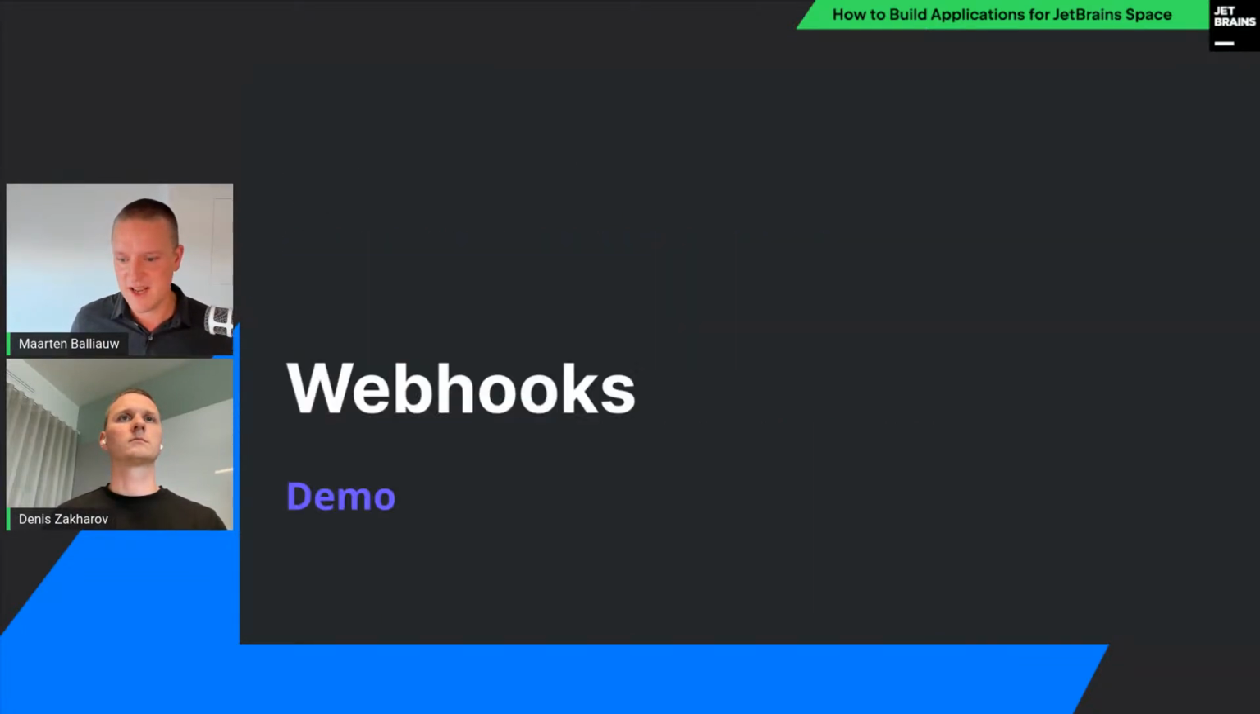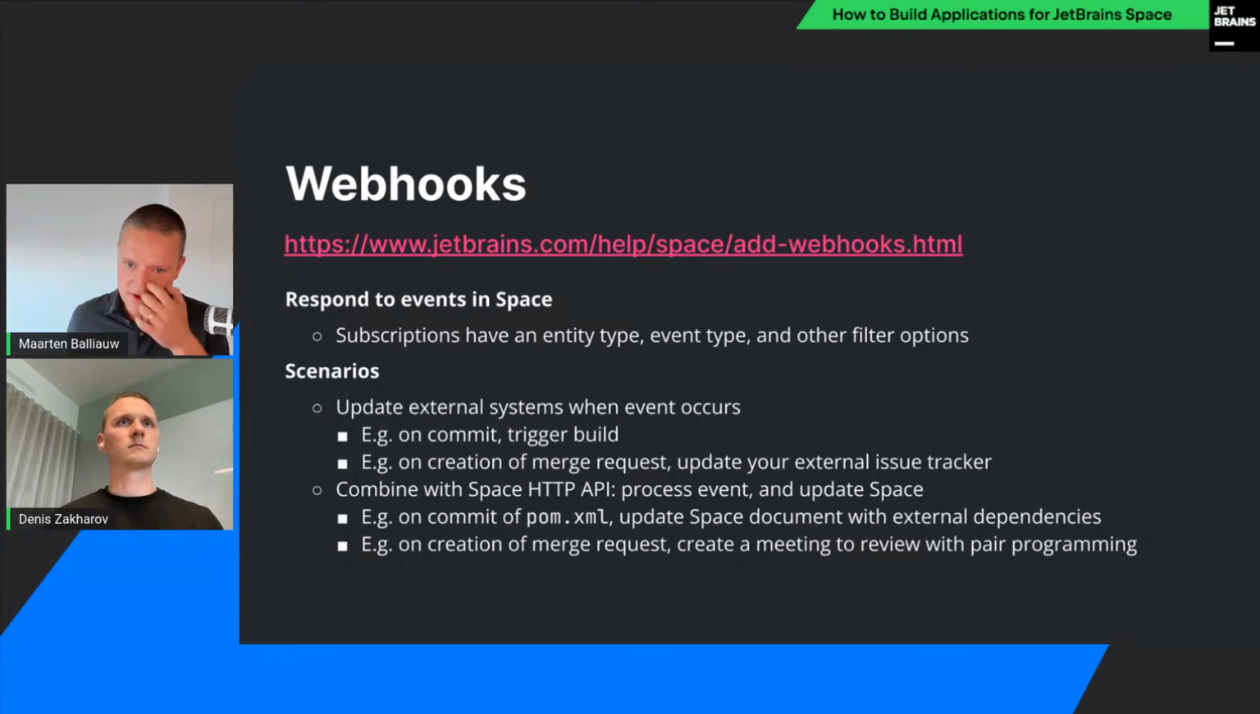So we've seen the API, we've seen the demo about webhooks. Let's quickly summarize what you can do with webhooks. First of all, webhooks are subscriptions to events in Space. Whenever something happens, you can subscribe to that event and get information from it. Typically, you would do this when, for example, you need an external system notification when someone commits something, triggers a built-in automation, creates a merge request, anything.